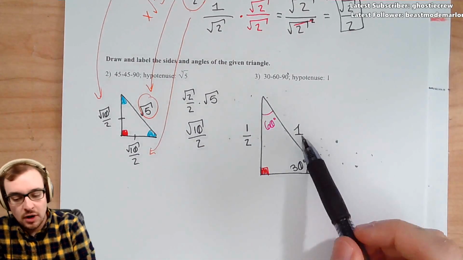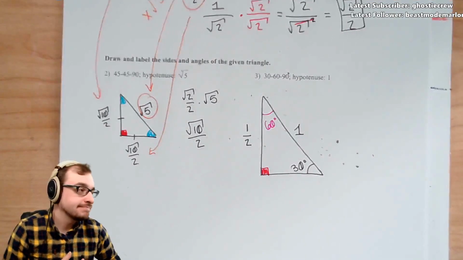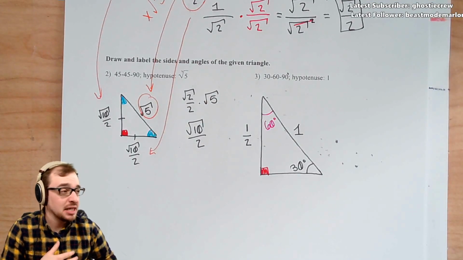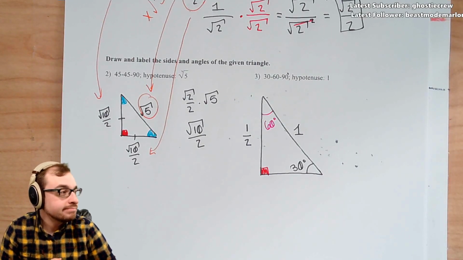So, for 1, it's a half. That's easy. This is the only memorization you have to do. Opposite of 30 is one half. We didn't have time to get into why that is, but it is. It always is. Always is.